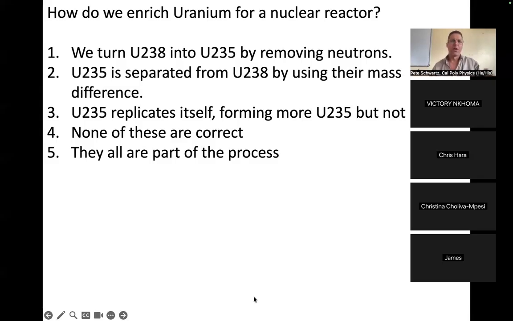Okay. So there are those three choices. Four is none are correct, and five is they are all part of the process. We need all of them. So which one through five is right? Read them and think about it. And then all 18 of you are going to vote. Even if you're wrong, it's okay. No one's in trouble. Please pick the correct answer.